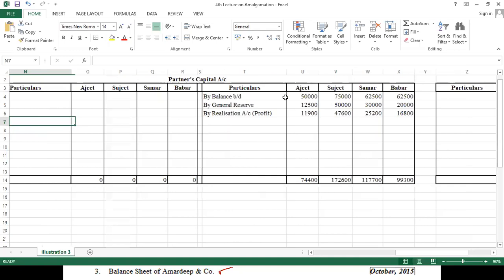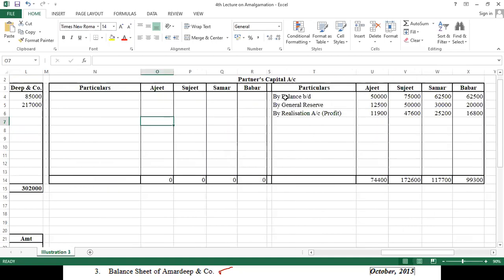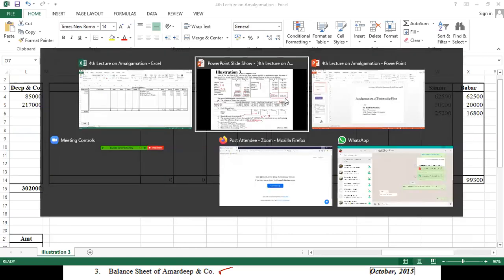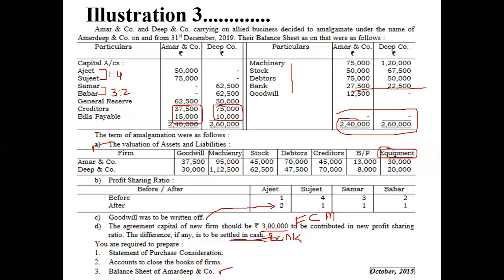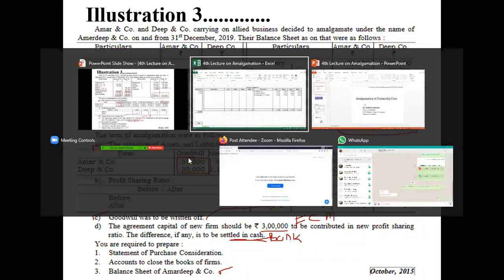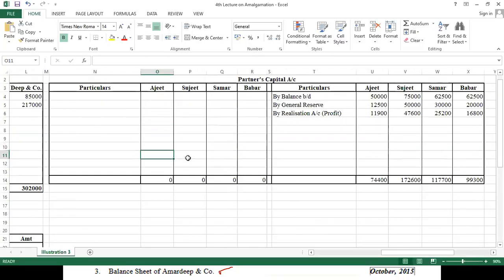Now coming to the debit side. For debit side, we have one adjustment. Look at here. The adjustment says goodwill was to be written off. So first of all, let's see total goodwill, how much we have. 67,500. Okay, so here I will write the calculation. 67,500 is my total goodwill.